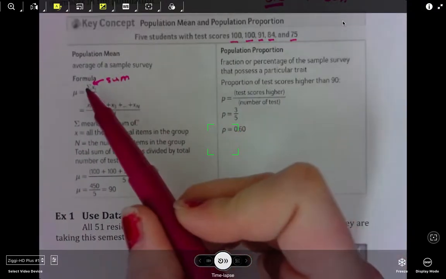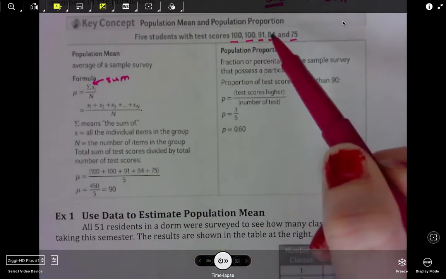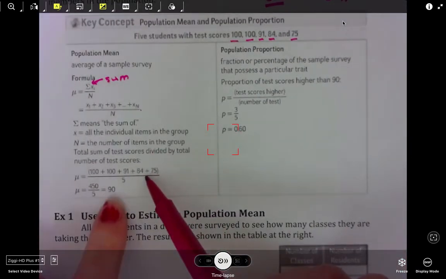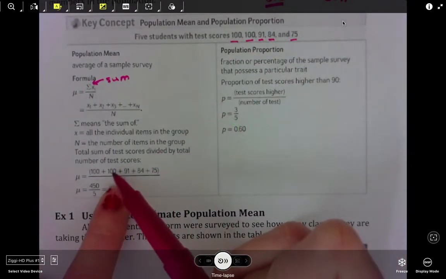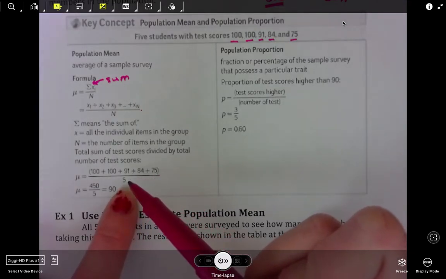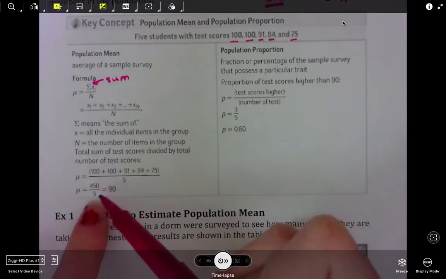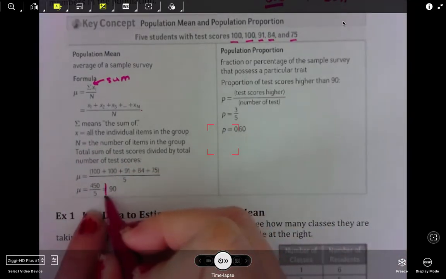So basically this is saying just take all of your x's, all of your values, and add them together. So we're going to add, down here they have it written, we're going to add 100, 100, 91, 84, and 75. You add them all together and you divide by the number of numbers there are. So there's 5 numbers. Those added together was 450 divided by 5, so my average is 90.